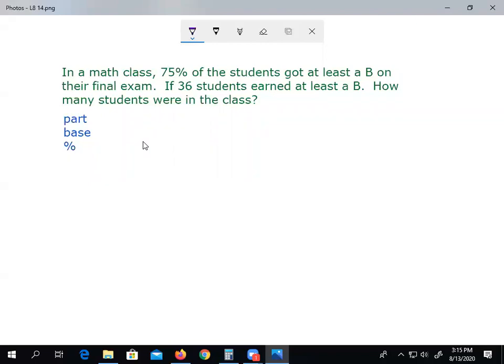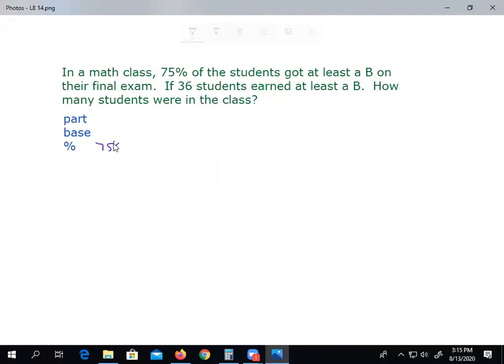So let's look at another example and see where this takes us. In a math class, 75% of the students got at least a B on their final exam. So got at least a B, that was their grade on the final exam. If 36 students earned at least a B, how many students were in the class? So the percent's pretty obvious, it's the 75%.